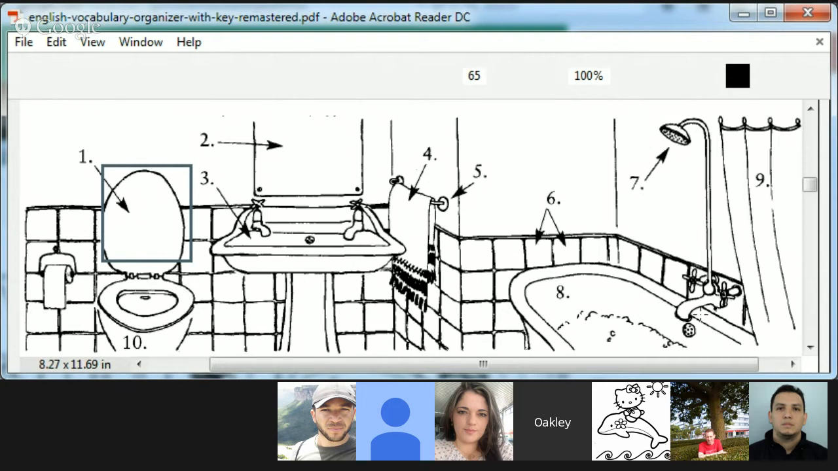Alejandro, you had a question in the chat box. Duplex bed. There's no such thing. I'm not sure if you mean a double bed, which is kind of a medium-sized bed, or a bunk bed, one bed on top of another. But there's no such thing as a duplex bed, as far as I know. Unless there's something I don't know about, which there are many things I don't know about. Okay, let's move on in the bathroom.